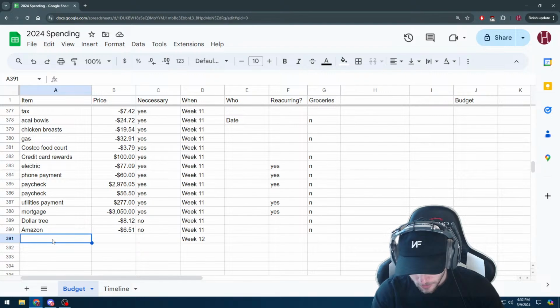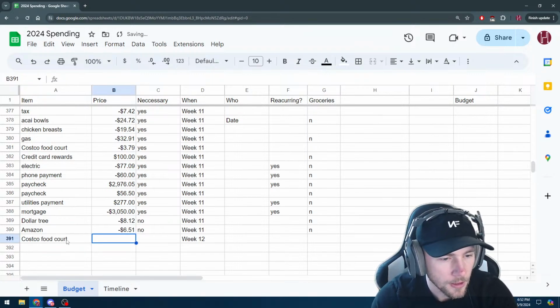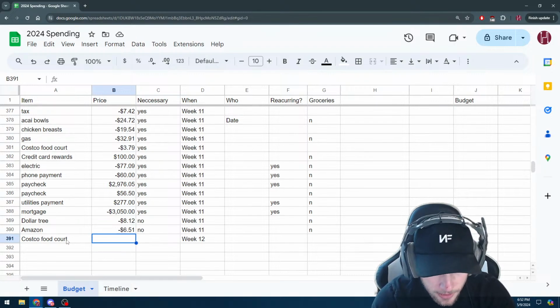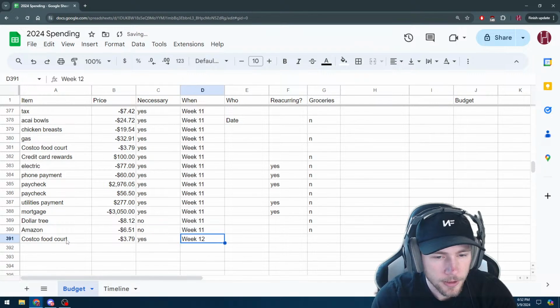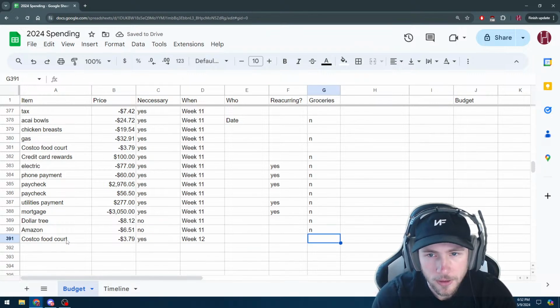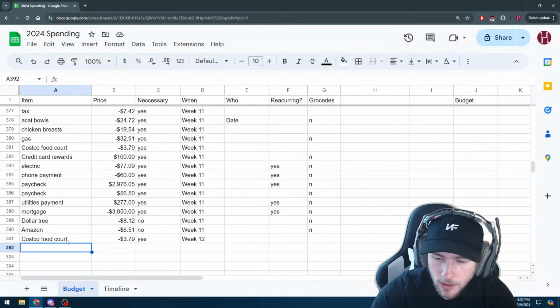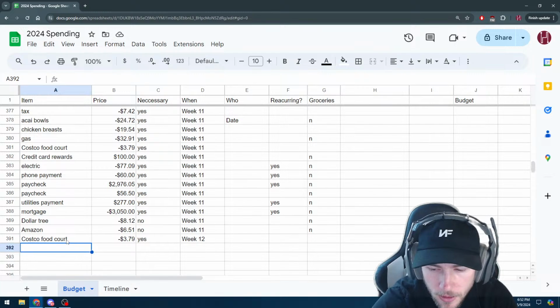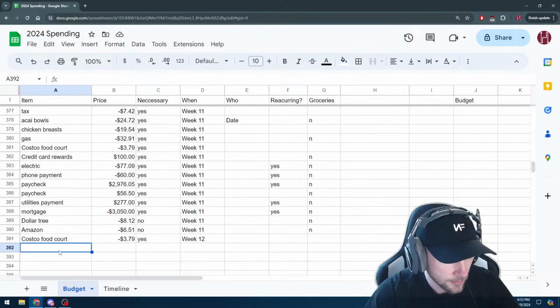See if anything's double recorded. So we have the classic Costco food court at $3.79. Necessary, yes, because it was dinner, and yeah, we count it as groceries. It's cheap enough. As far as budgeting goes, we don't count it as date spending or anything.